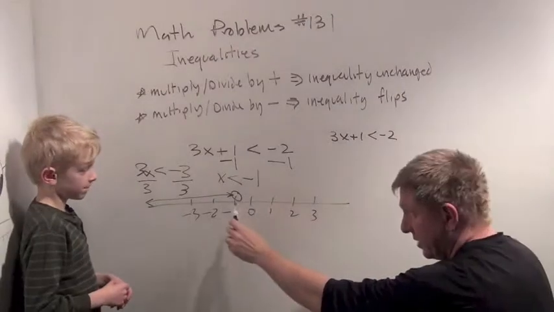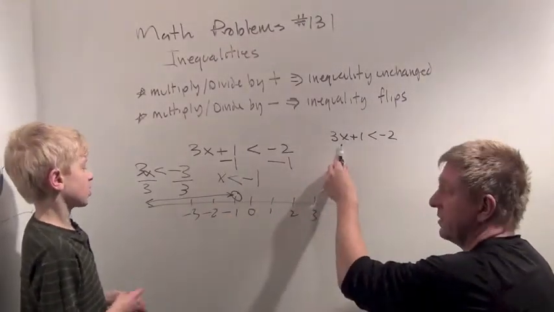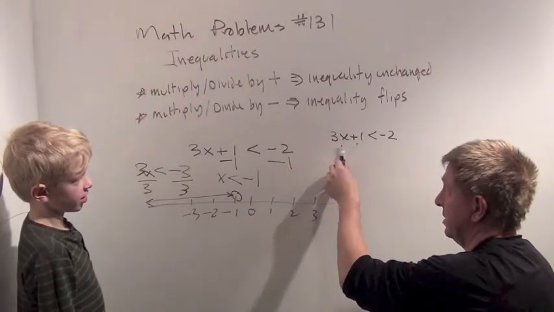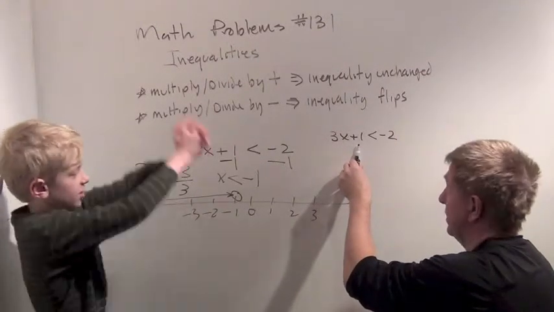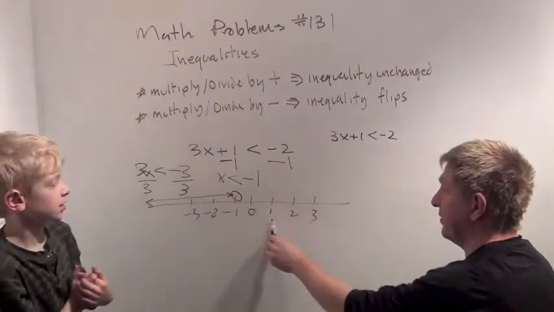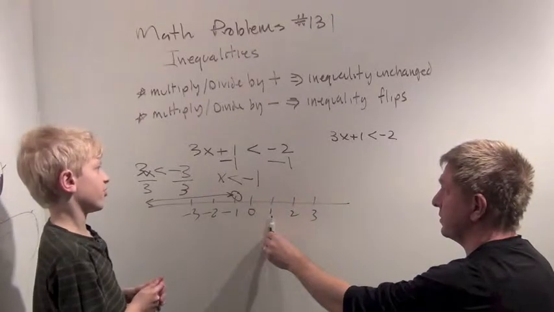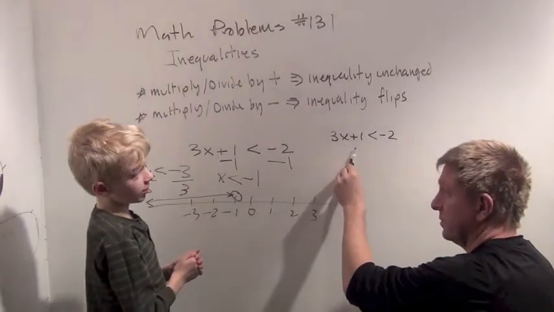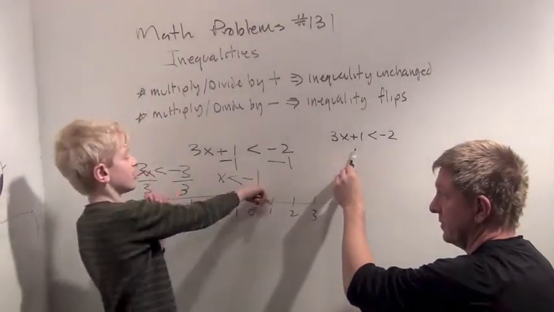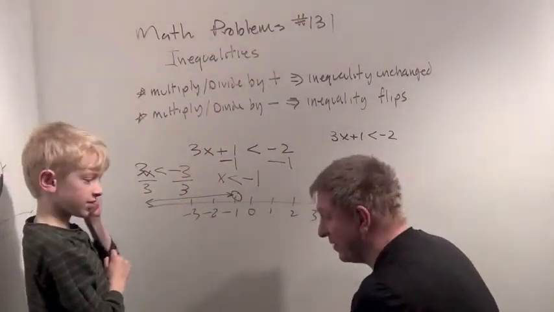Now let's pick a point down here, like minus 3. What's 3 times minus 3? It's minus 9, plus 1 is minus 8. Is minus 8 less than minus 2? Yes, it is. Now let's pick a point over here, let's say 1. Then it's 3 plus 1, which is 4, and that's bigger, so it's not. So it looks like you got the graph exactly right.